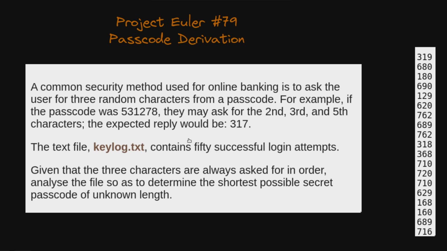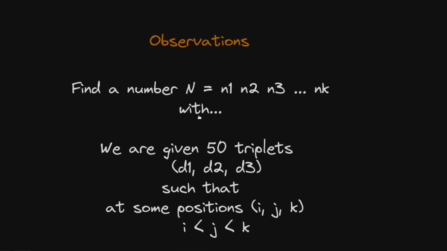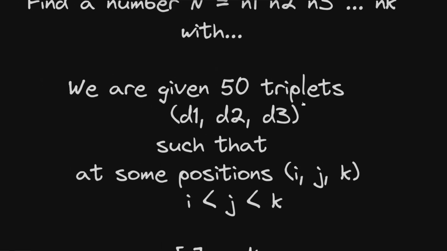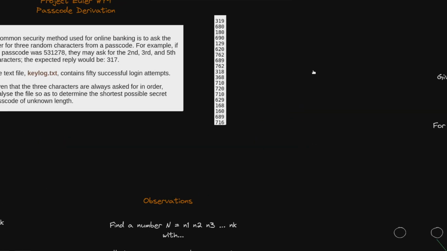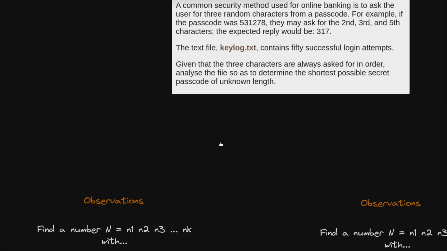So let's look at some of the observations. You may pause the video and think on your own. So let's denote the number that we want to find by n, which contains k digits, which is still not fixed yet. So let's say this n represents our passcode that we want to crack. For this we are given 50 triplets, so I am going to denote the numbers that are given in the file as triplets of the form d1, d2, and d3.